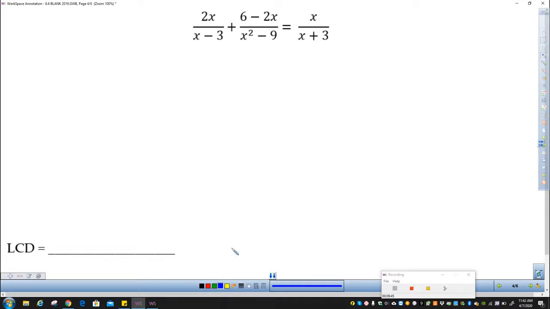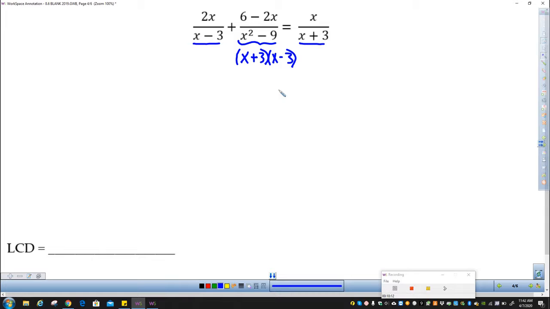Now, as we continue, we're going to find our denominators get a little bit more complex. So let's take a look at this next problem. We've got this nice x minus 3 at the beginning. We've got an x plus 3 at the end. If you are able to factor a denominator, we need to factor it in order to figure out the LCD. So this x squared minus 9 really factors into x plus 3, x minus 3.